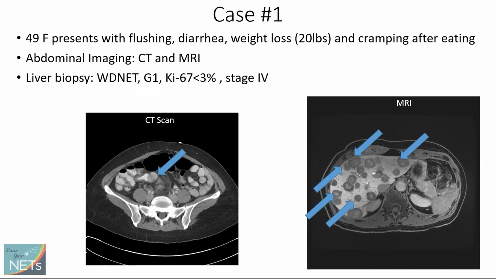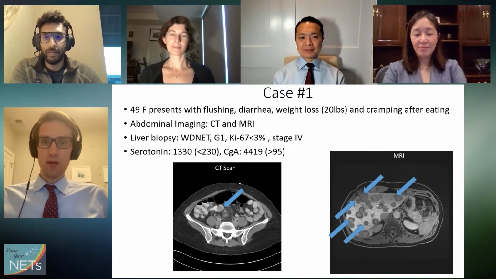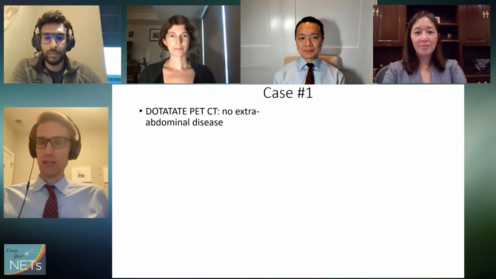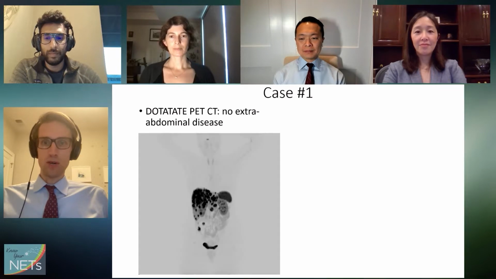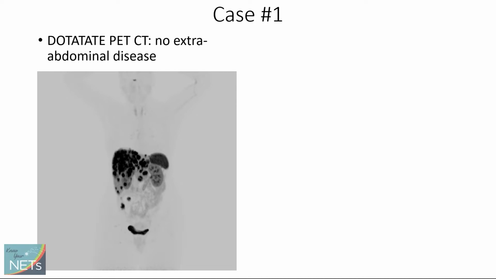So the patient gets a liver biopsy, which shows a well-differentiated neuroendocrine tumor. It's a grade 1 tumor. The Ki-67 is less than 3%. And obviously, this is stage 4 because the tumor has spread. Serotonin is quite high at 1,330. Chromogranin A is 4,119. And as good clinicians, we got a dotatate PET-CT next, which showed that there was mostly disease within the abdomen, with most of the disease here in the liver, actually a lot of disease, and then the primary tumor here with some lymph nodes in the right lower quadrant.